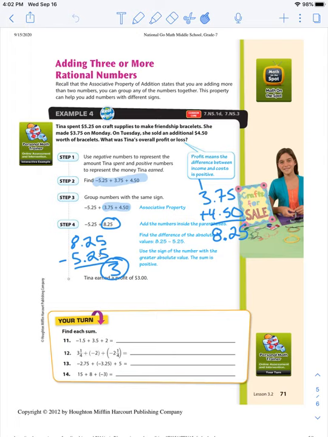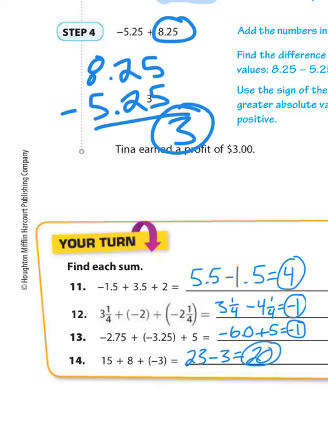All right, pause the video, try 11, 12. Well, try 2 of those 4 by yourself. Play it back to see if you got it right. And notice how I added, if there were 2 negative numbers, I added those together first. If there were 2 positive numbers, I added those together first. And then if it was a positive and a negative, I flipped it so that it was a subtraction problem.